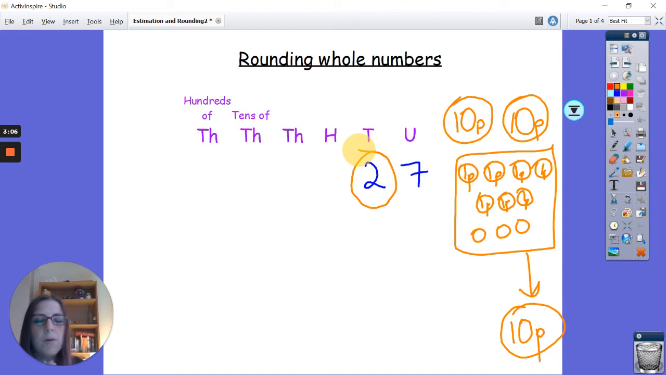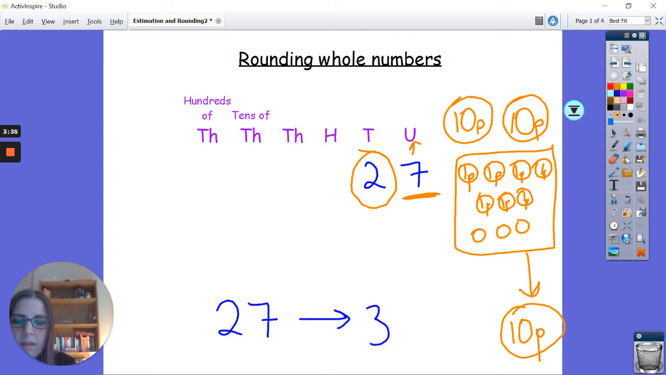So there is a cut-off point, and that cut-off point is the number 5. If we had 5 pennies or above, we'd be closer to having 30 pence. So we need to look at this next column to decide, are we closer to 20 or are we closer to 30? If the number after the place that we're rounding to is 5 or above, then we have enough to make the next 10 pence. So that's why 27 will become 30 when it's rounded to the nearest 10.